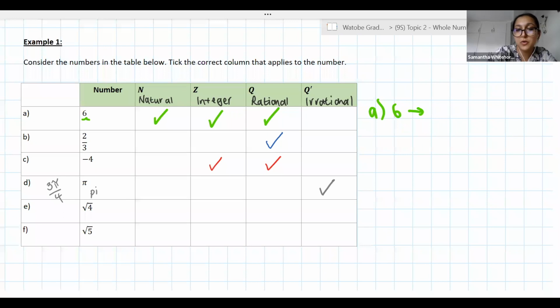Okay, so guys, square root of 4, we know is positive 2, which means that it is a natural number, it is an integer, and which automatically means it is a rational number. Very, very nice. Well done.